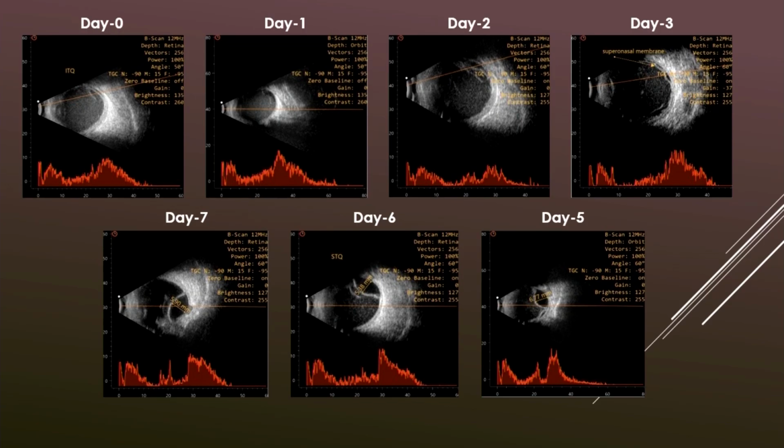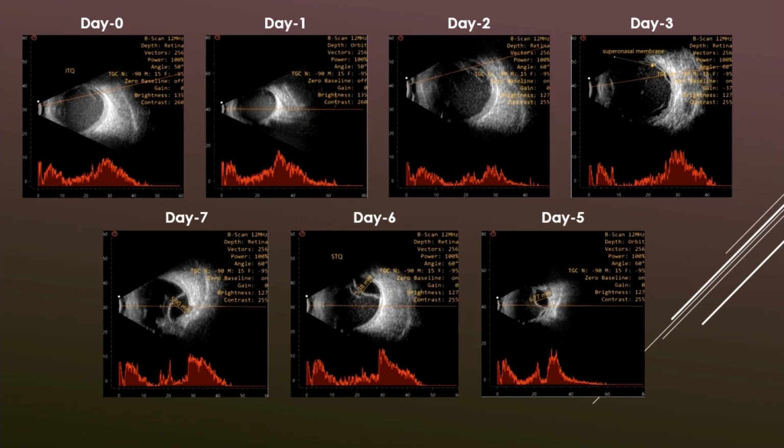So to comment on the serial USGs of this patient, as we can see, the dot echoes and the clump echoes progressively reduced over time, but the membranous echoes by day 3 gave an impression of a retinal detachment. But since there was good after-movements and the patient was responding well clinically, we decided to just observe the patient at this point of time, and by day 5, the membranous echoes had almost resolved, but serous choroidal detachment was noted.